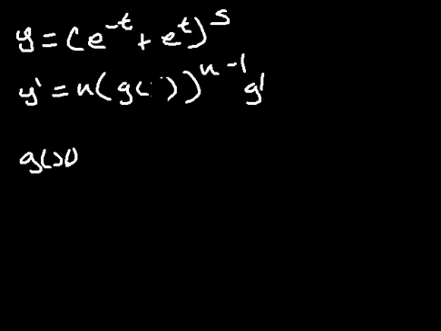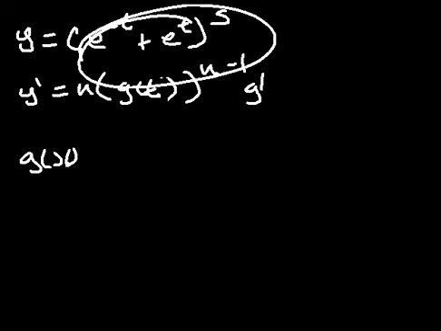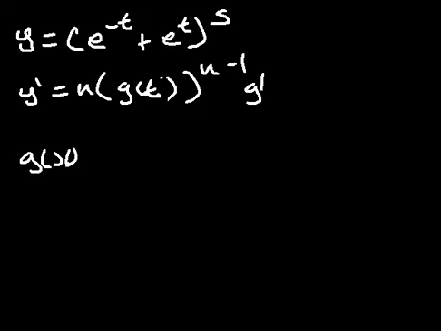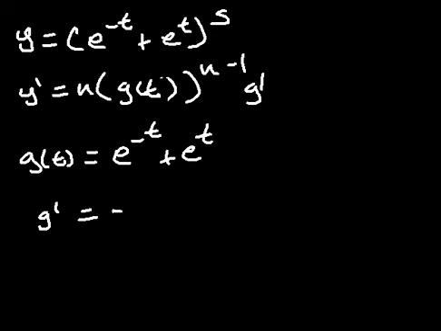If you feel okay to use this formula, it is okay, but I just prefer the derivative of the outer function times the derivative of the inner function. But sometimes you may come across problems that are very complicated, that will require you to use the procedures. So now g of t is given as e to the power negative t plus e to the power positive t. Its derivative g prime we'll have as negative e to the power negative t plus e to the power t, because the derivative of e to the power t is the same.